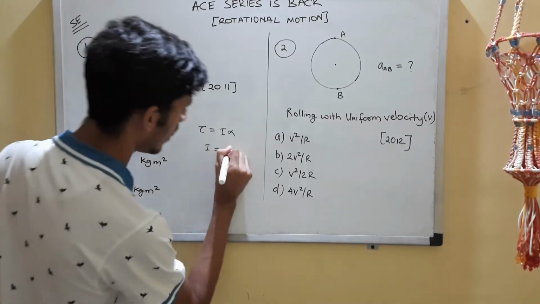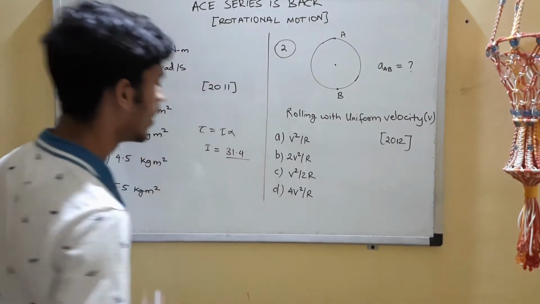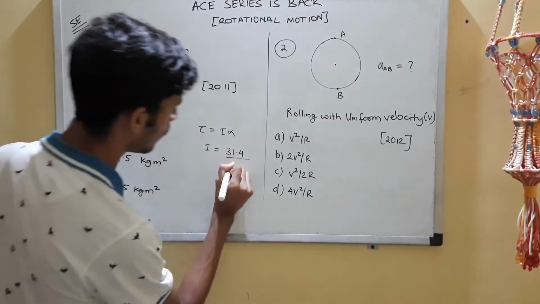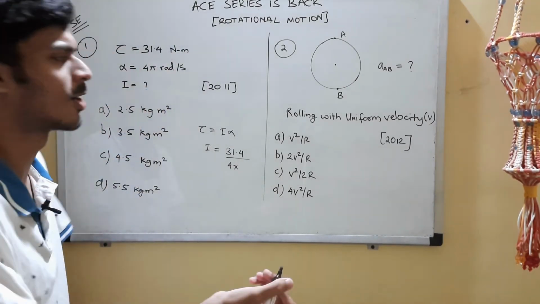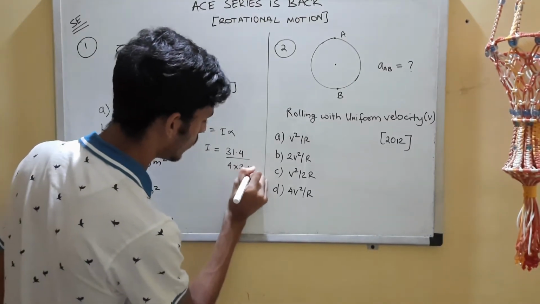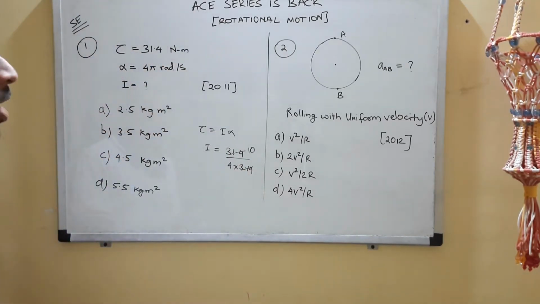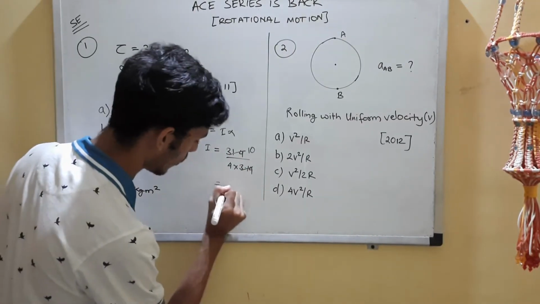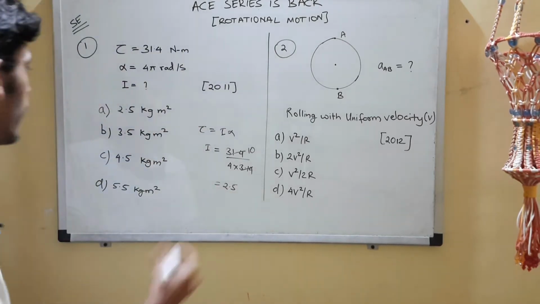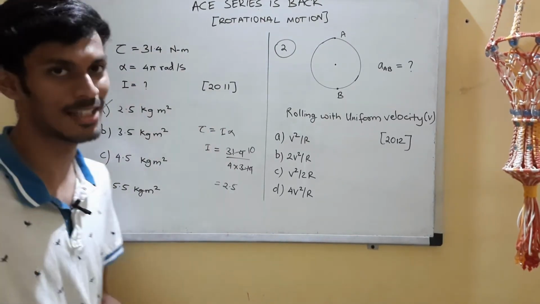So torque is 31.4 divided by angular acceleration 4 times of pi. Pi you can approximate it as 3.14, and this will get cancelled beautifully. 10 by 4 or 5 by 2 or 2.5. Okay, so 2.5 in SI units, option A is the correct choice over here.